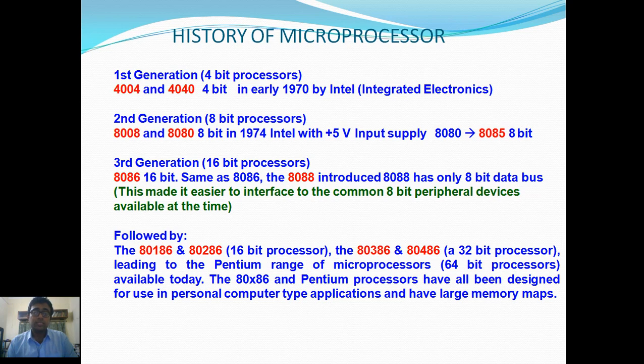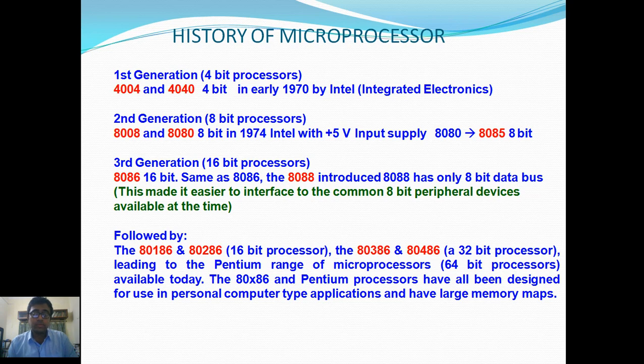The third generation is the 16-bit processor, where the 8086 is a 16-bit processor. The 8088 was also introduced, but it has only an 8-bit data bus. This made it easier to interface to the common 8-bit peripheral devices available at that time.